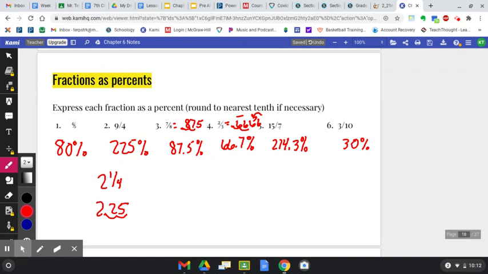15 over 7, right? 7 goes in there twice, right, which would be 14. And there'd be 1/7 left over. And I know that twice means that's going to be 200 and something. And if you type in your calculator, you end up with 214.3, right? You type in 15 divided by 7, turn it into a percent, you times by 100. 3 divided by 10 is 0.3. Times that by 100, you get 30 or 30%.